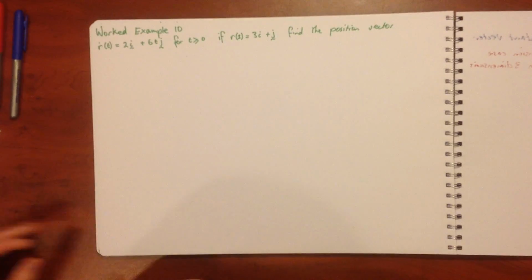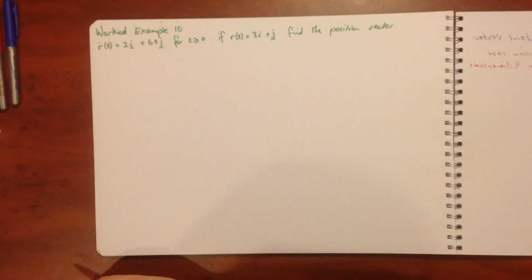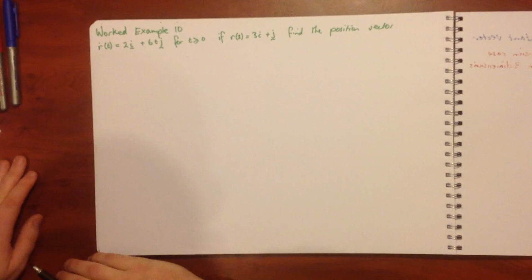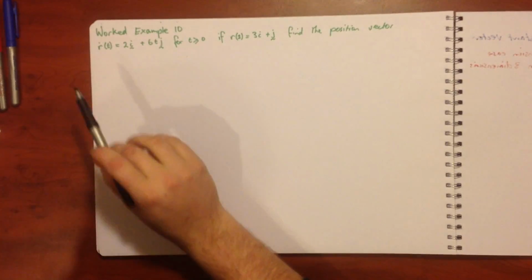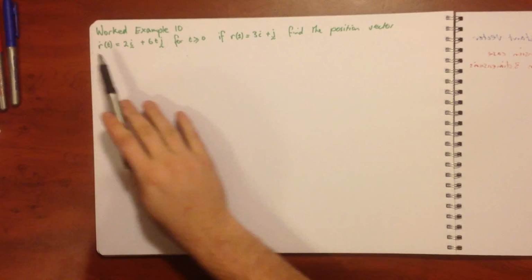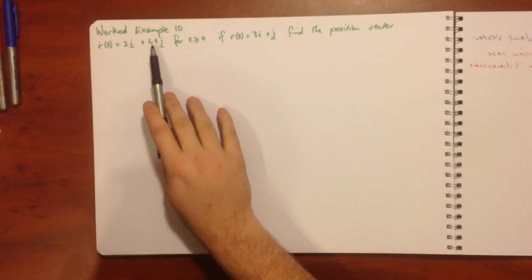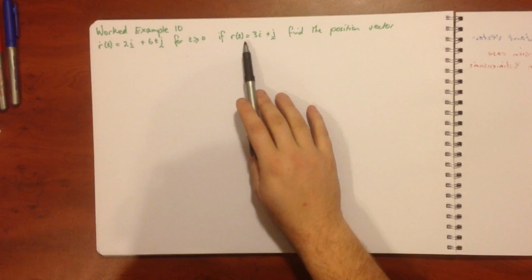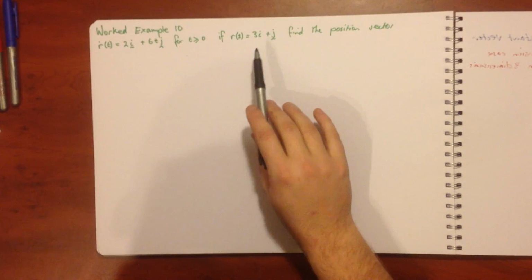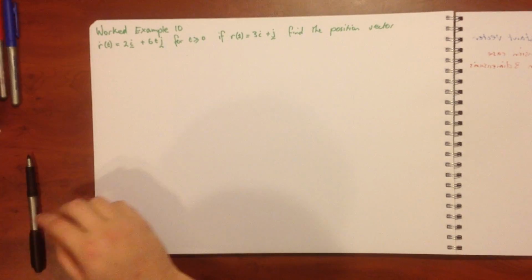Okay, so we'll have a look at some of our worked examples. We'll look at worked example 10. We're told that the velocity vector of a particle is given by r dot(t) equals 2i plus 6tj for t greater than or equal to 0. If r(1) equals 3i plus j, find the position vector.